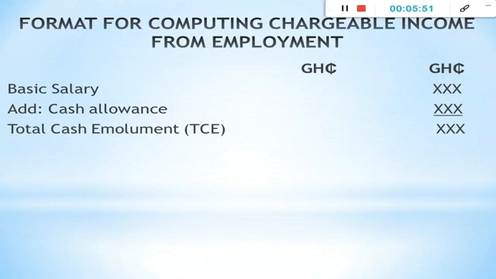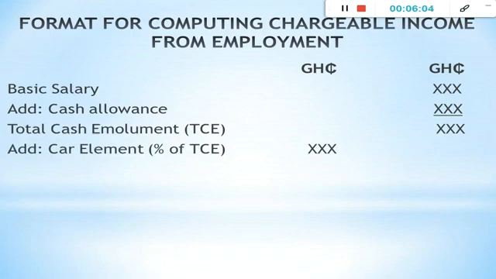Whilst we're talking about the benefits, we made mention of total cash emolument often. Total cash emolument here is just your base salary plus your cash allowance. Then when we are done with this, we move to the non-cash items, where we have the car element, which is a percentage of the total cash emolument, depending on the condition, whether it's fuel, vehicle with driver, fuel only, or vehicle only. All those conditions, you have to know the applicable rates involved.